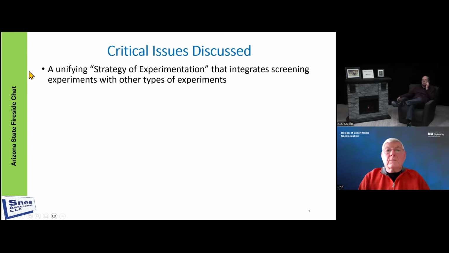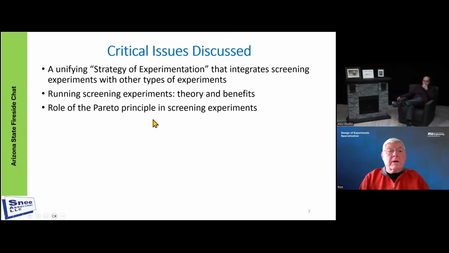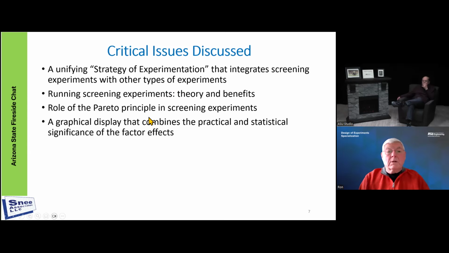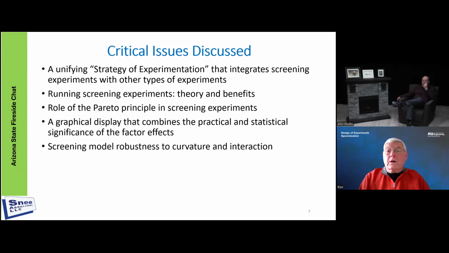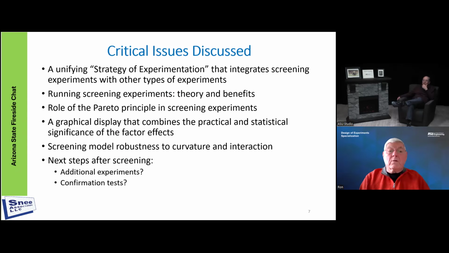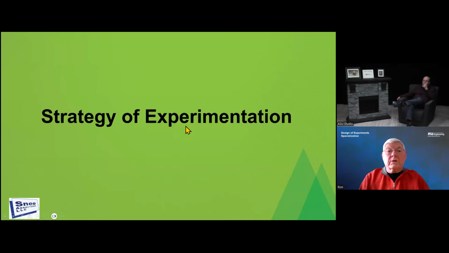So, some critical issues that we need to discuss. One is a unifying strategy of experimentation that integrates experiments with other types of experiments. We'll talk about running experiments, the theory and the benefits, the Pareto principle, and graphical display of results. We'll talk about the whole idea of screening experiments when you have to deal with or think about curvature and interactions. And then, of course, the next steps after screening: are you going to run additional experiments? You're going to run confirmation tests, what have you. So those are some of the critical issues we'll talk about.